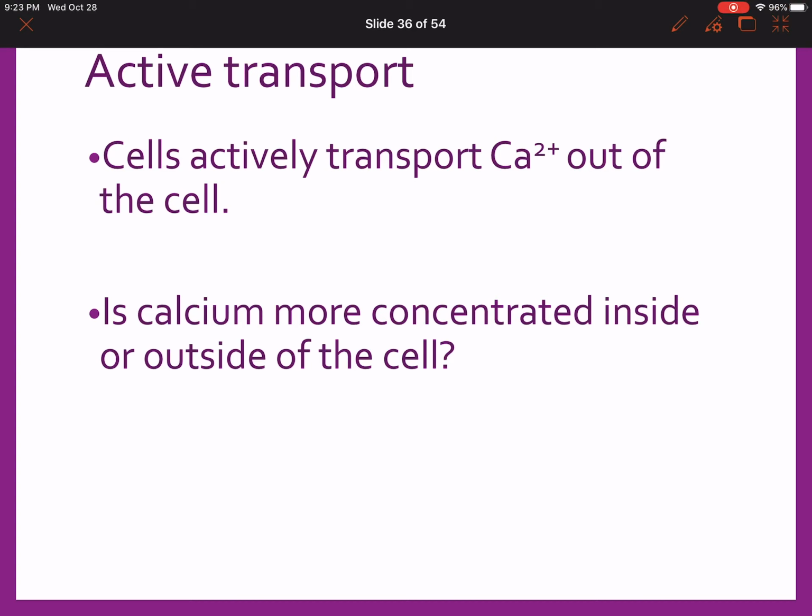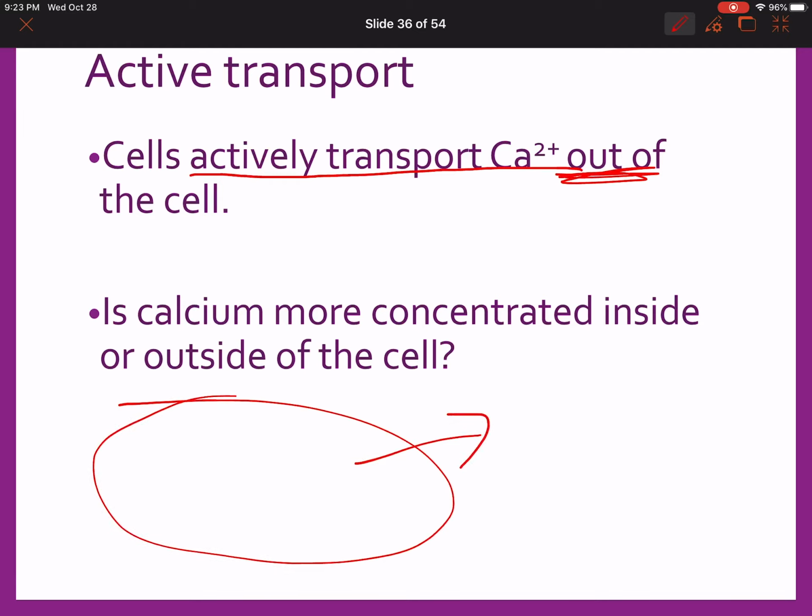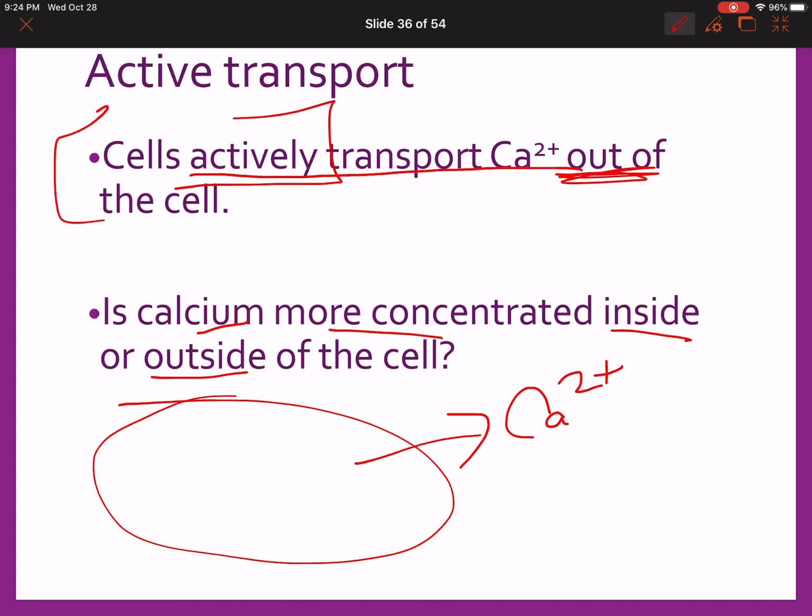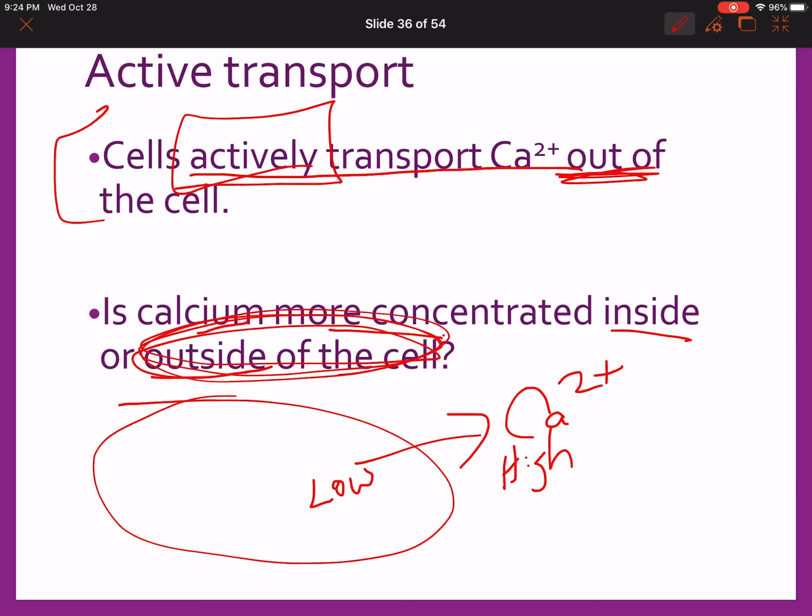So, a cell actively transports calcium out of the cell. So here's my cell, and we're shoving the calcium out, using energy to do it. So this means, just this one little sentence, is calcium more concentrated inside or outside of the cell? I'm telling you, this is active. Active is always low to high, telling me it is more concentrated outside of the cell, less concentrated inside. Make sense?